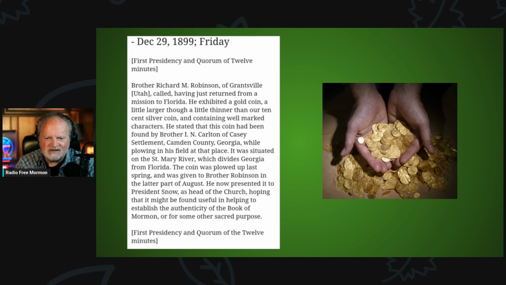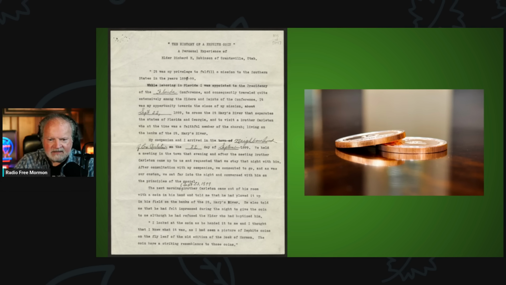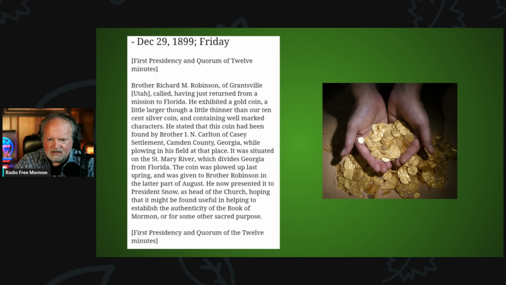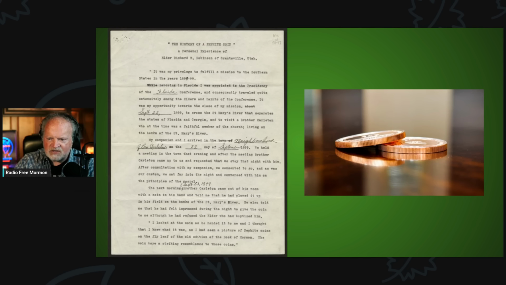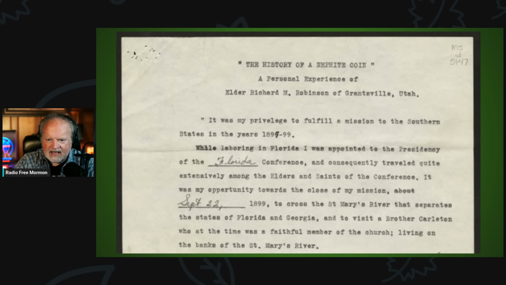When are you going to release this Nephite coin so we can see it too? There actually was a statement made by Brother Robinson about this very issue that I was able to find. And I cut it in two so I could read it more clearly, one piece on each slide. This is The History of a Nephite Coin, a personal experience of Elder Richard M. Robinson of Grantsville, Utah. So here's what he says.